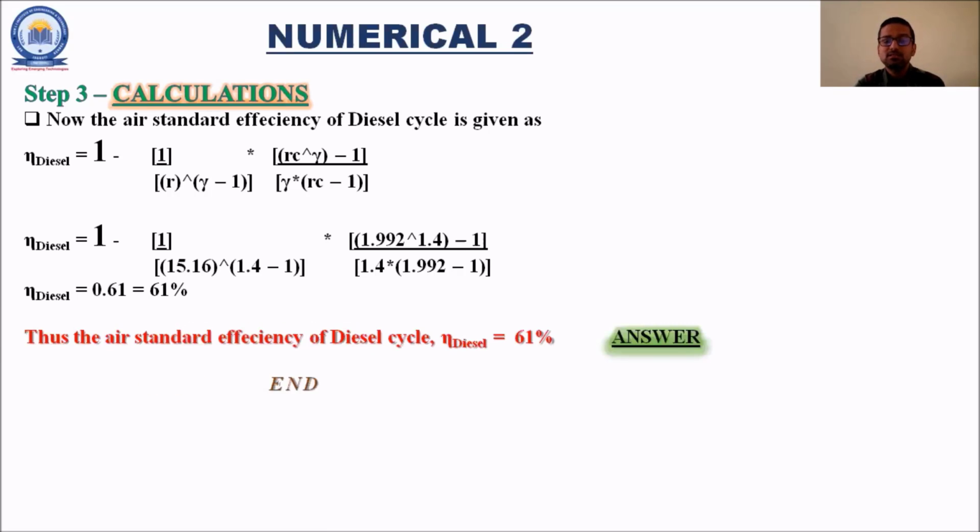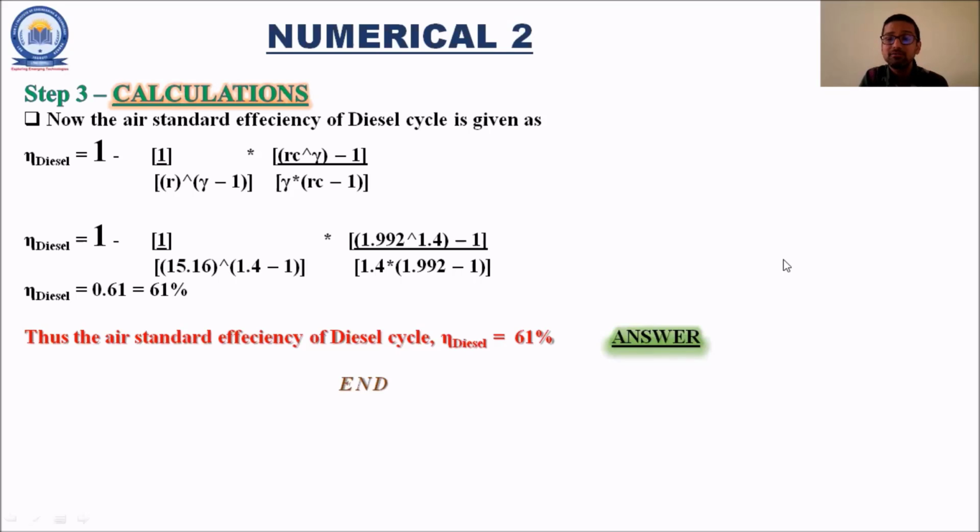The air standard efficiency of the diesel cycle, eta diesel, the final answer comes out to be approximately 61%. Whenever you have completed the calculations from your side, kindly share your answers in percentage in the chat box. Always remember, friends, the efficiency needs to be mentioned in percentage, and that efficiency must be in the round figure.